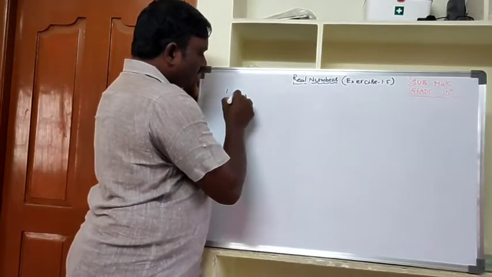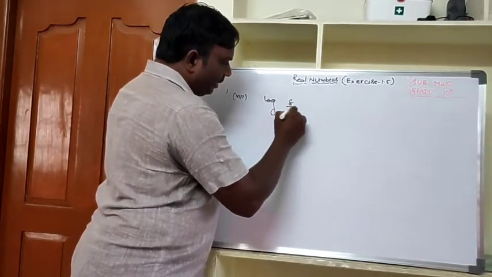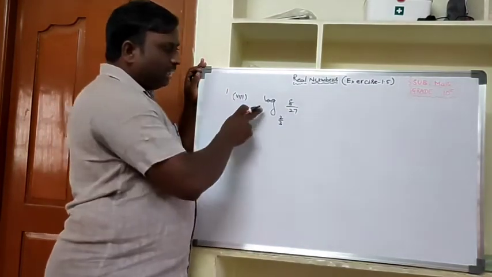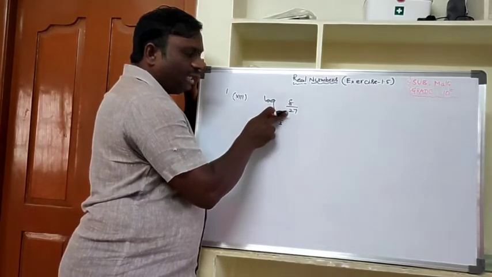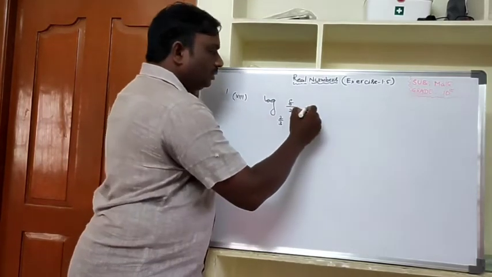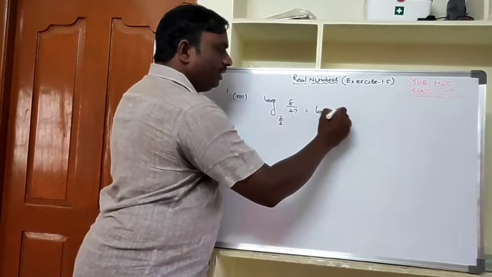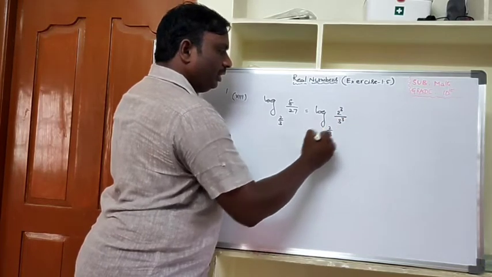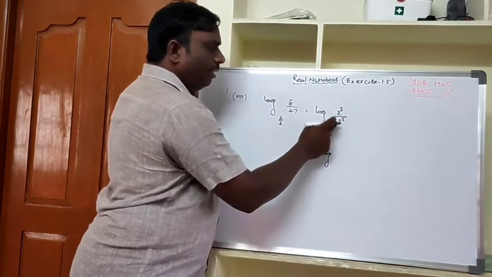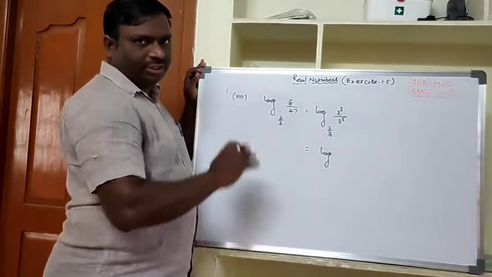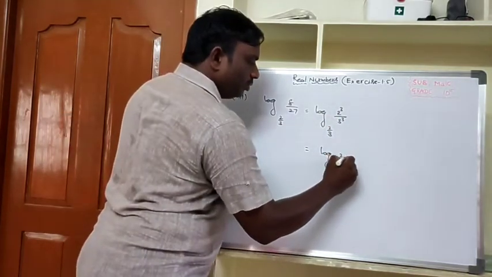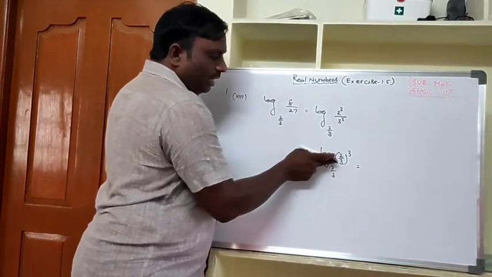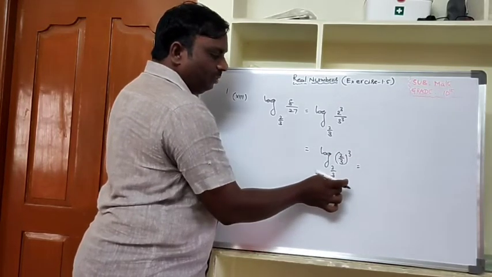Log 8 by 27 base 2 by 3. See how I am writing. Exactly as given, 8 by 27 base 2 by 3 you have to write. So this can be written as 2 cube by 3 cube. Log a power m by b power m, a by b whole power m, laws of exponents. That means 2 by 3 whole power 3 base 2 by 3.